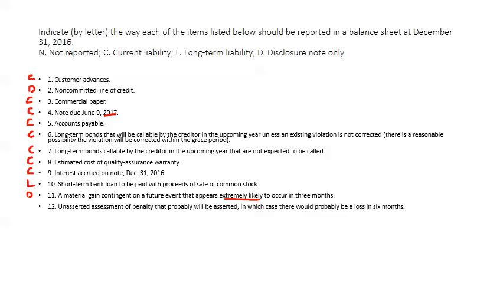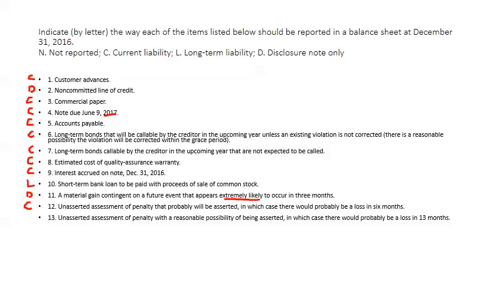Number 12, unasserted assessment of penalty that probably will be asserted, in which case there would probably be a loss in 6 months. So there's a penalty that they're going to have to pay, maybe a fine for whatever reason, but because it's probable and they have a reasonable estimate, then that would be accrued as a current liability.